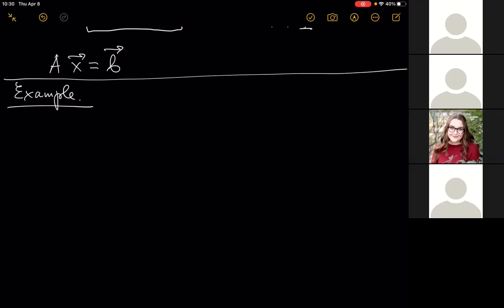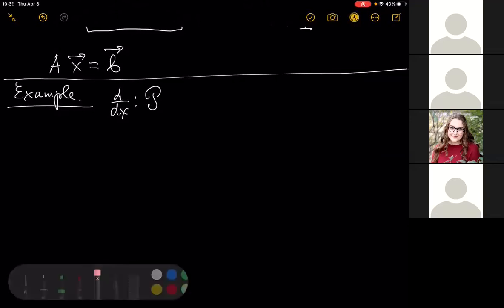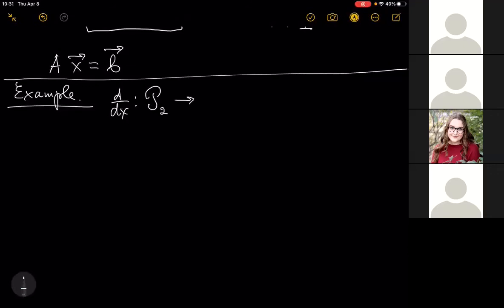So let us consider the d by dx homomorphism, linear map, applied to a polynomial of degree, okay, 3 probably is too much. Let's say degree 2. So if we start with a polynomial of degree 2, right? So a quadratic function. Then when we differentiate, we will get a polynomial of degree 1, right? So let us consider this.